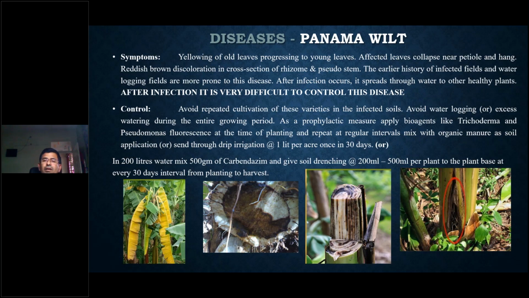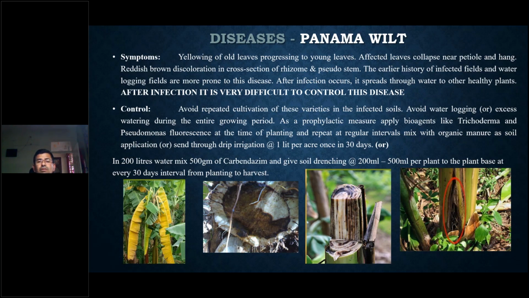Generally, it comes through infected suckers. When farmers get suckers from an infected field and plant them, this disease easily spreads. From one infected plant to another, it spreads through water and soil. Where water stagnation is more, this disease spreads like wildfire from one plant to another. After infection, it is very, very difficult to control this disease.